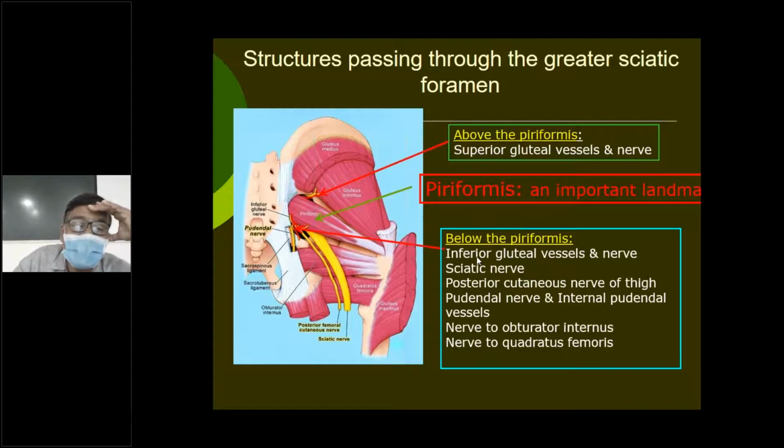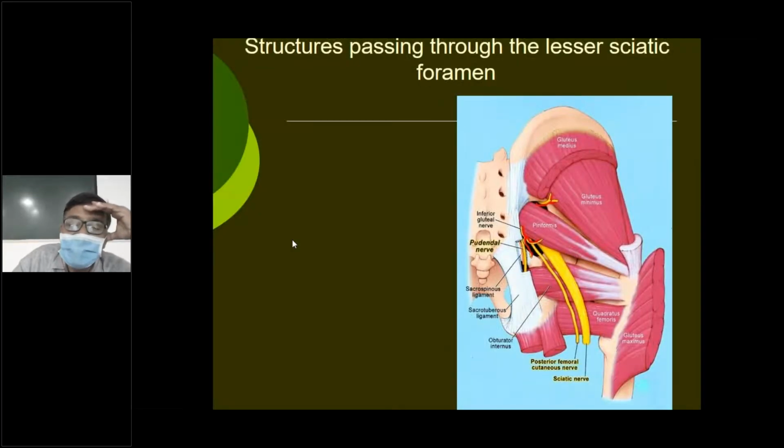So look at that arrow: inferior gluteal vessels and nerve. And the sciatic nerve, the thickest nerve in the body, the largest nerve in the body. And then the posterior cutaneous nerve of the thigh. And then the nerve to obturator internus. It's difficult to identify it in this picture. I'll show a better picture.